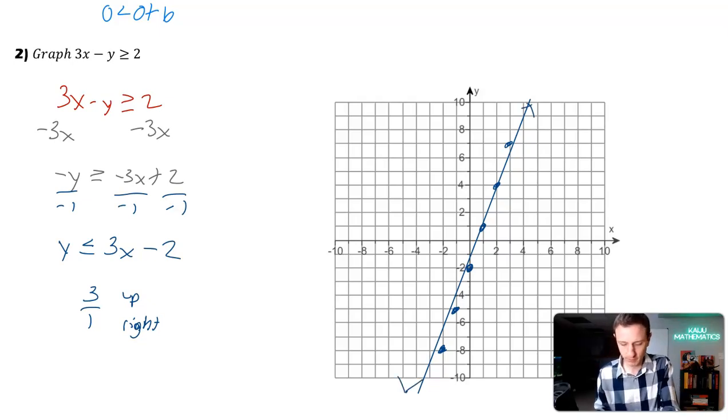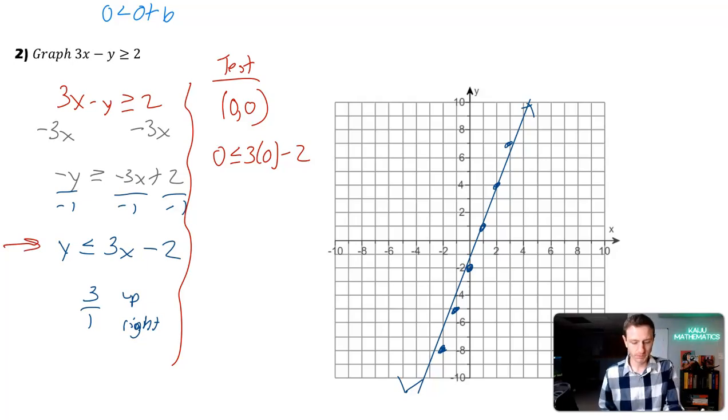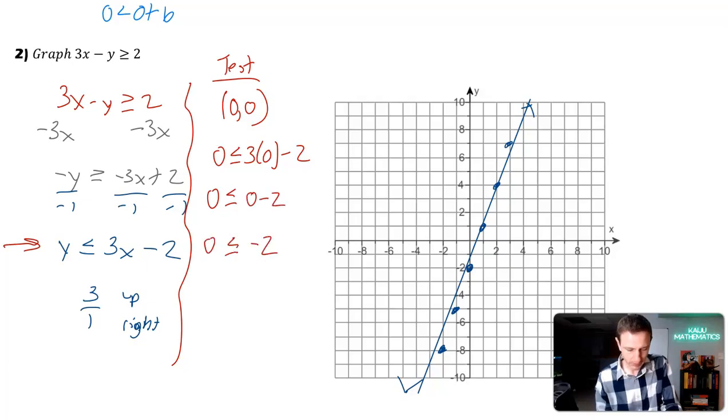Grab a test point. A test point is any point not on the line, and since 0, 0 is not on the line, I'm going to test 0, 0. 0, 0 is always a good test point as long as it's not on the line because you could plug in 0 very easily and figure that out quickly. So 0 is less than or equal to 3 times 0 minus 2. I'm just using this inequality here. So 0 less than or equal to 0 minus 2, which is -2.